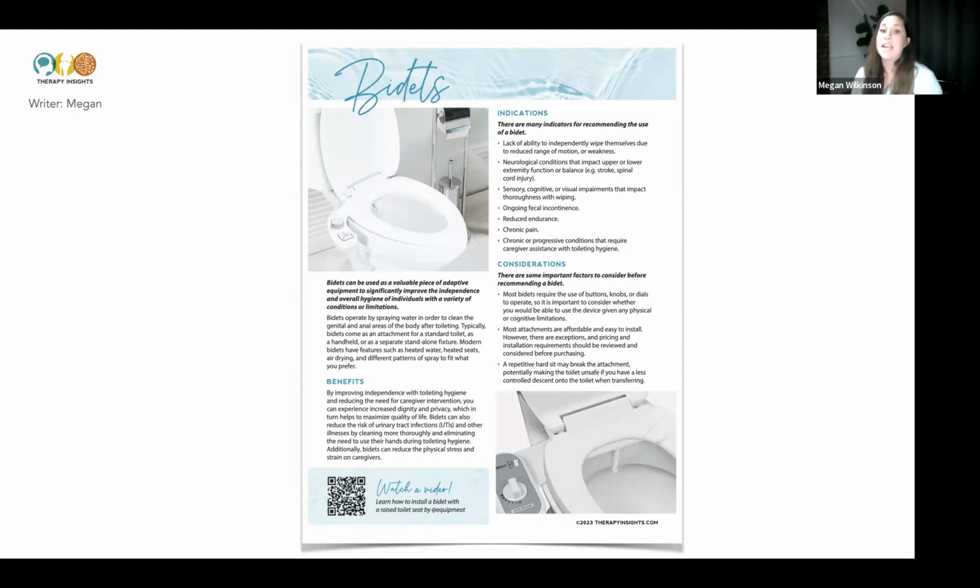So again, it covers some indications as to who you might recommend a bidet for. So lack of ability to independently wipe themselves because of reduced range of motion or weakness. A lot of our neurological conditions that we're talking about, I mentioned spinal cord injury, but also stroke, sensory, cognitive, visual impairments, ongoing fecal incontinence, reduced endurance, chronic pain, progressive conditions. So a lot of different people that we're working with in OT would benefit from a bidet.